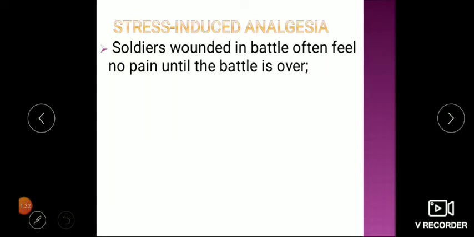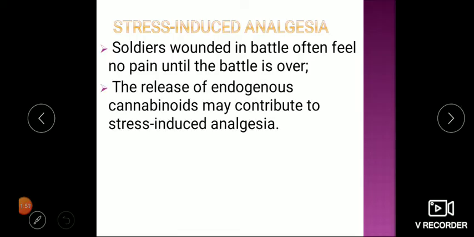Apart from this, it is observed that soldiers wounded in the battle often feel no pain until the battle is over. Or sportspersons who are playing a high profile match, even if they get injured, they continue to play; despite their injury, they don't feel pain. Now what can be the mechanism in this? There is a release of endogenous cannabinoids that may contribute to stress induced analgesia. These people are under higher stress. Soldiers, they have to survive their life. Even if they get a bullet, they know I have to survive. Sportsmen playing a high profile match are playing for the country, so their name is tied with the country.